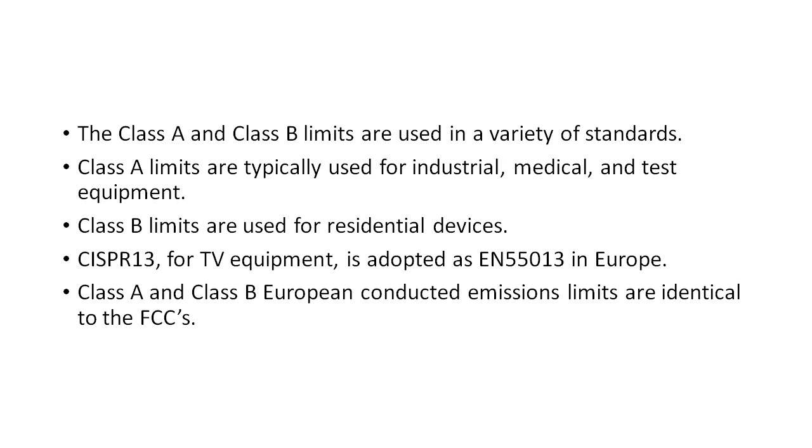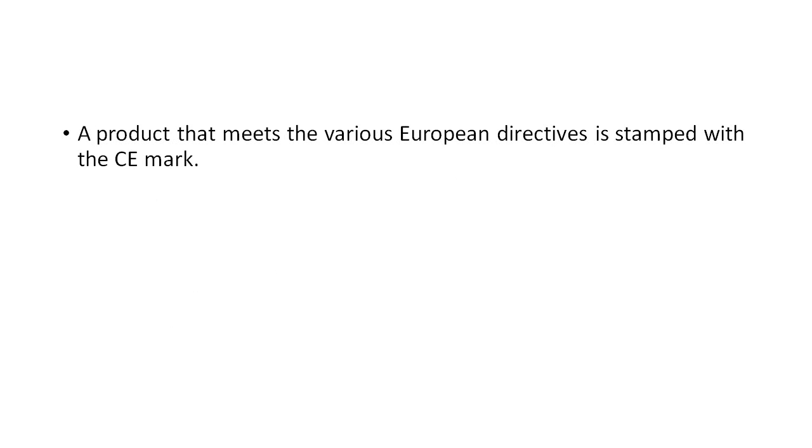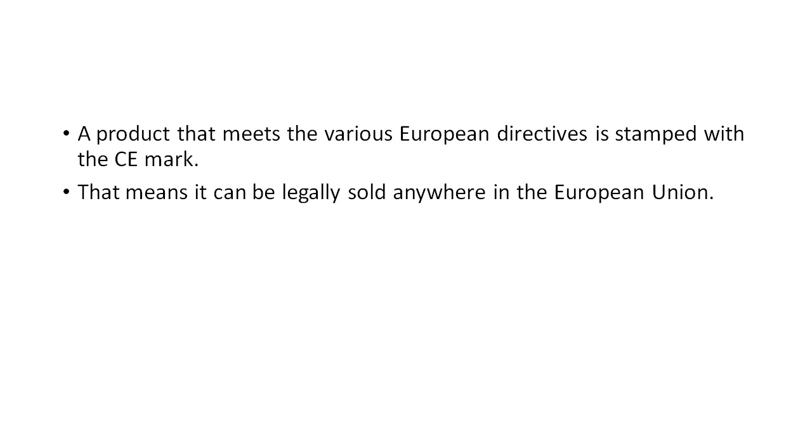Both the Class A and Class B European EMC conducted emissions limits are identical to the FCC conducted emissions limits. The radiated emissions limits are more or less stringent than the FCC's depending on which frequency band you're looking at, but it's really a non-issue since the FCC accepts the Class A or Class B radiated emissions limits defined by CISPR 22. When a product has been shown to pass all of the testing standards, it can then be stamped with the CE mark, which means that it's legally able to be sold anywhere in the European Union.